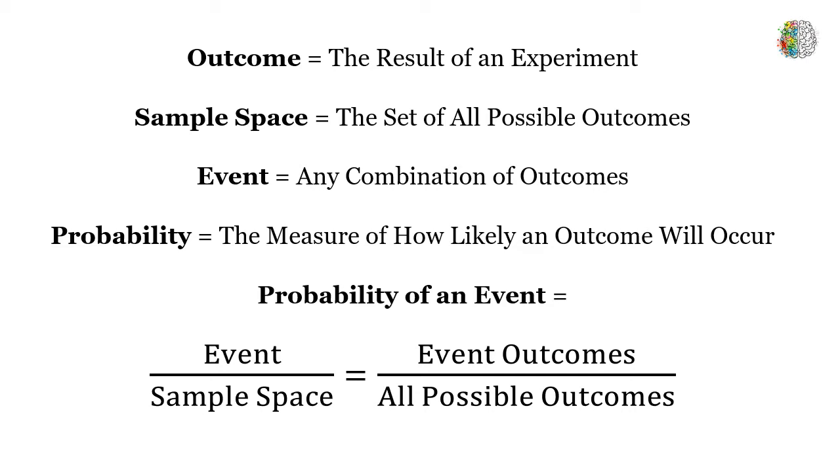And so when you're doing your division and you're getting a decimal, it's going to be between 0 and 1. When you do your calculation, it's going to look like a decimal, then you'll convert that to a percentage. So the formula for finding the probability of an event is you're going to take the event and divide it by the sample space. So it's the outcome of the event divided by all possible outcomes.